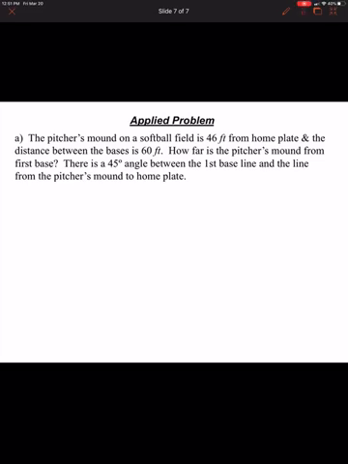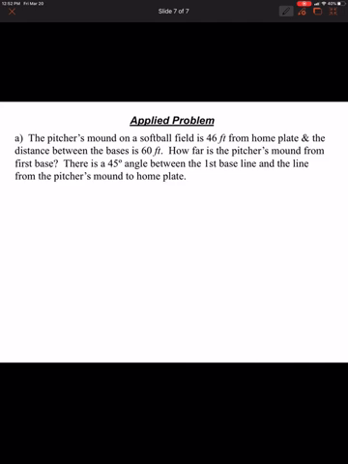Alright, let's take a look at an application here involving law of cosines. So let's read through this problem. It says the pitcher's mound on a softball field is 46 feet from home plate, and the distance between the bases is 60 feet. How far is the pitcher's mound from first base? So here's our unknown, the distance from the pitcher's mound over to first base. There's a 45-degree angle between the first base line and the line from the pitcher's mound to home plate.